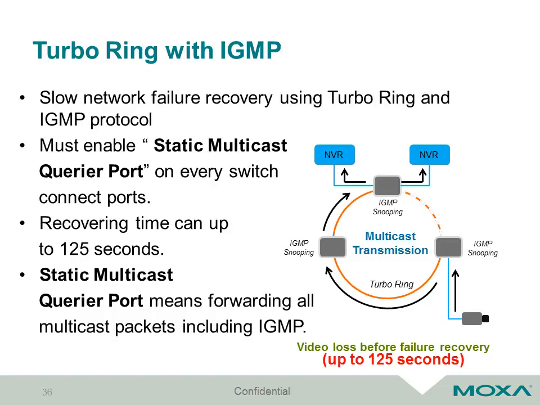When using the IGMP protocol in a Turbo Ring network, please enable the static multicast query port. Static multicast query port means forwarding all multicast packets, including IGMP. So when the network changes, it will still forward the multicast packets to the right host through different paths.